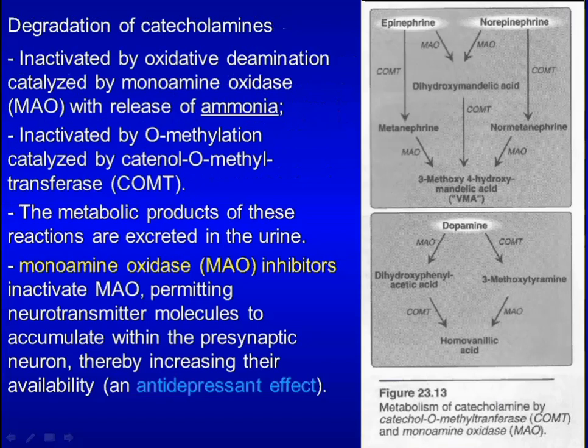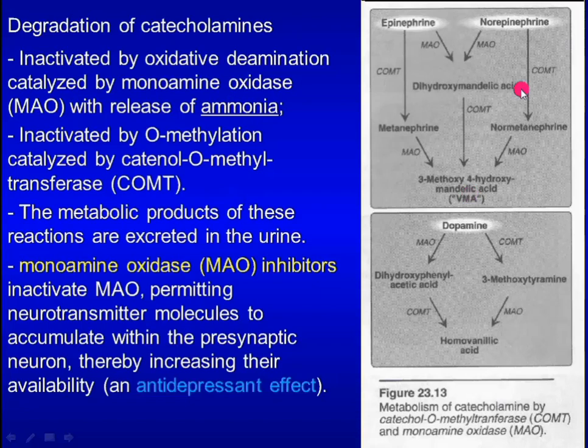Catecholamines can be inactivated by oxidative deamination, catalyzed by monoamine oxidase, or MAO, with release of ammonia. As shown here, catecholamines can also be inactivated by O-methylation, catalyzed by catechol O-methyltransferase, or COMT. The metabolic products of these reactions are excreted in the urine.